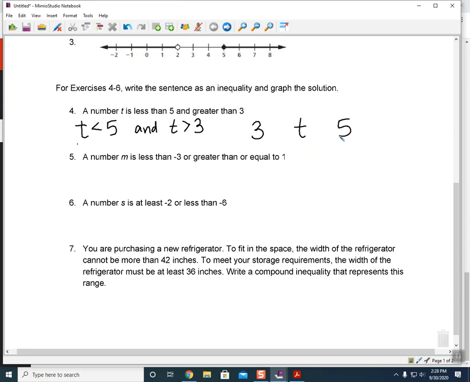Well, I already know that t is less than 5, right? And I also know, in this case, t is greater than 3, so my alligator eats the bigger number, right? That means that 3 is less than t. So the way that I'm going to write this is that 3 is less than t is less than 5. So you'll go ahead and complete the other ones.